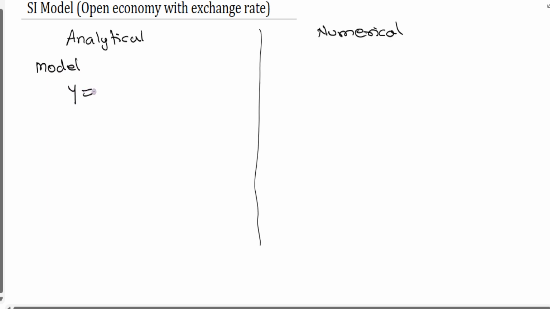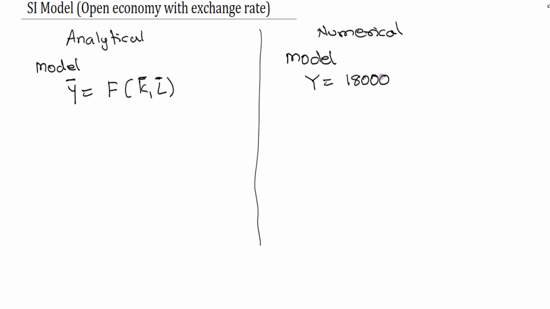In this model, we have our production function, which is output as a function of capital and labor. In case of the numerical framework, keep in mind we have labor and capital as exogenous, and that makes output exogenous. That would mean that in a numerical framework, it turns out to be some number. Let's assume 18,000. If this is billions of dollars, then that would be $18 trillion.